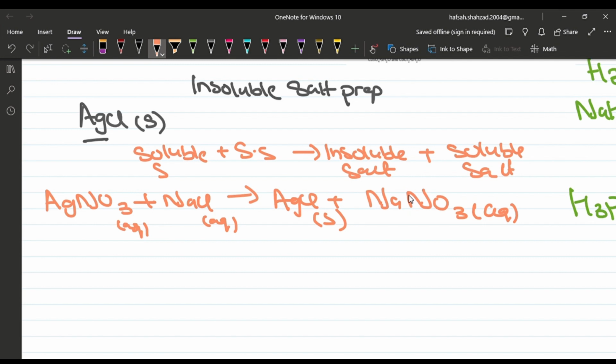Now, we have added silver nitrate and NaCl in a beaker, and they are reacting together and making AgCl and sodium nitrate as your two products. Now, how do you collect the desired salt, which is silver chloride in this case?